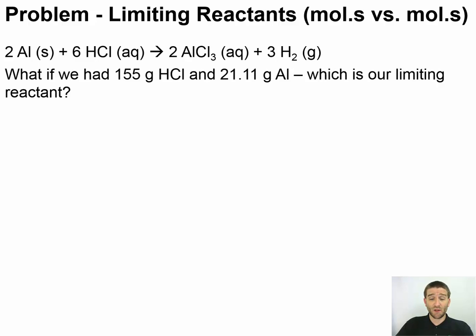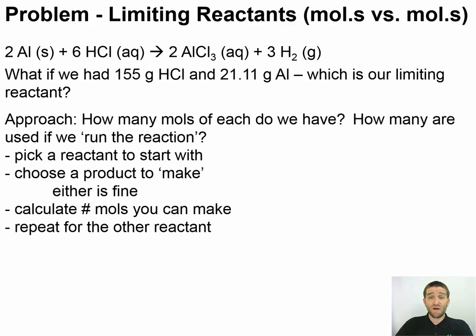Okay, so the hint here is an approach. First, figure out how many moles of each we have and how many are used if we run the reaction. To do that, we're going to pick one reactant. We'll choose one product to make. Either one's fine, but if you see there's a part 2 to a problem, you'll want to pick that one probably because it'll save you some extra math in part 2.